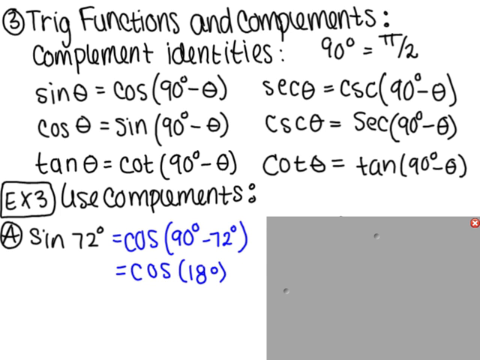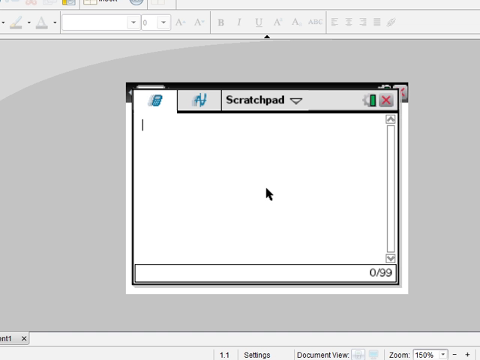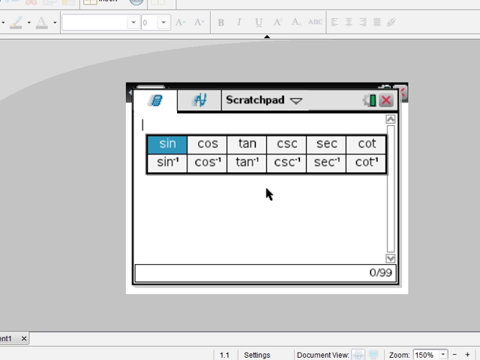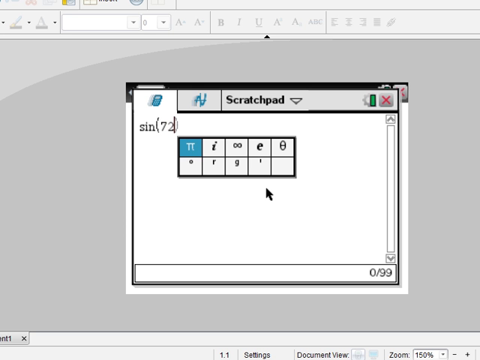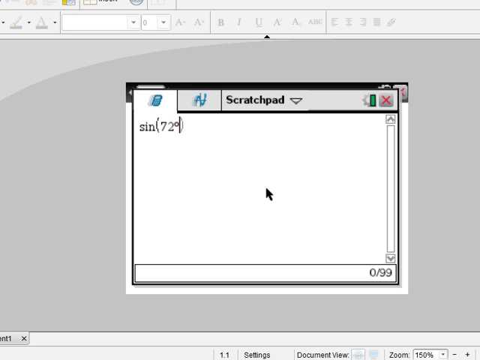Let's check this value in our calculator to make sure that it does work. So we had sine, so trig, sine. Our original angle that was given to us was 72 degrees. So I type it in, 72, and it is in degrees, so we need to make sure we use degrees. And I'm going to go ahead and hit enter. There's the value for sine 72.